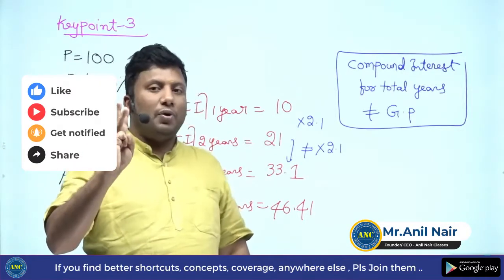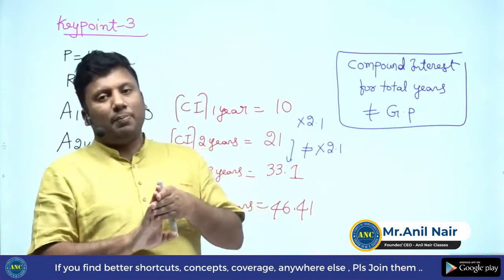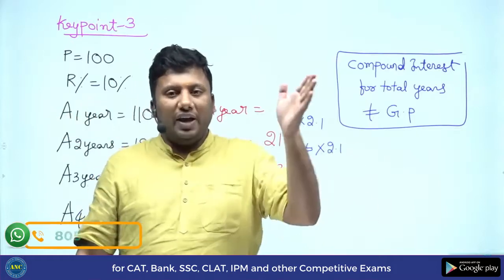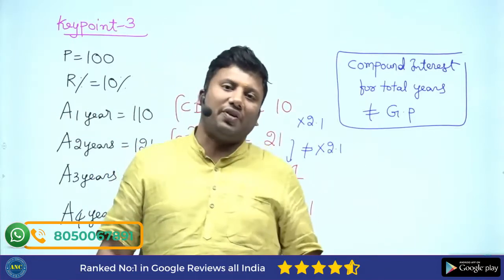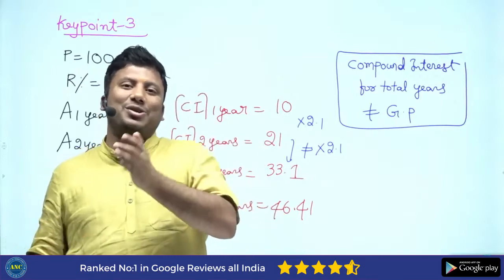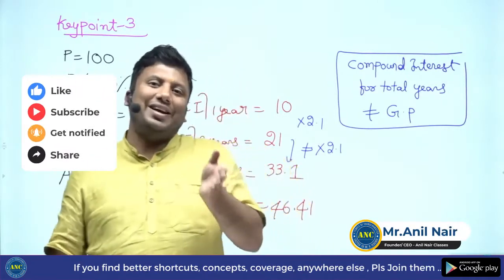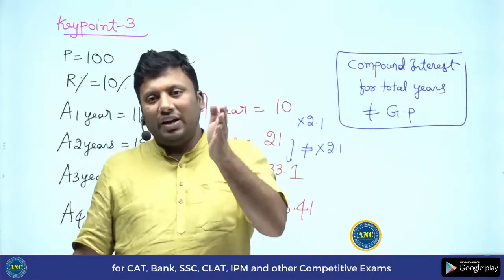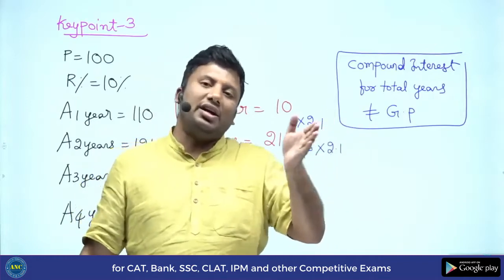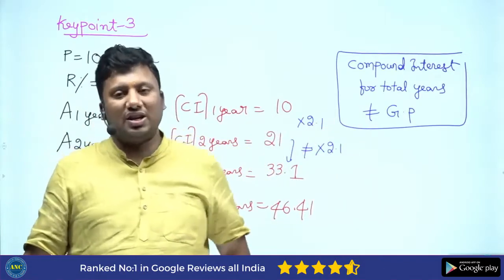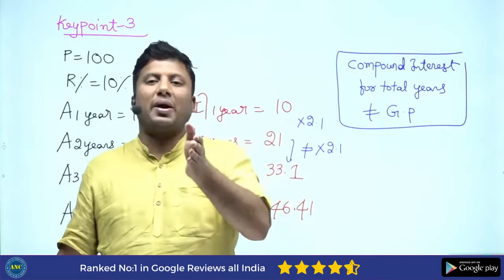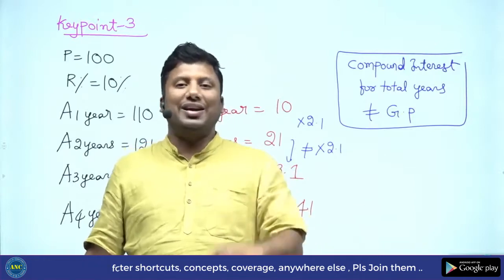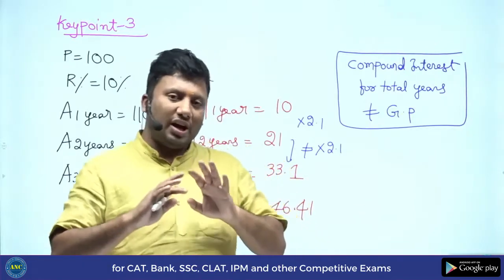Important key points. In fact, there are 4 important key points. The first thing is A1, A2, A3, A4. If A1 and A2 are in the ratio x is to y, A2 and A3 will also be in the ratio x is to y. A3 and A4 also will be in the ratio x is to y. First key point: amount at the end of the years is in geometric progression. Compound interest at the end of a particular year is in geometric progression. Compound interest for total years is not in geometric progression. I hope it is clear.